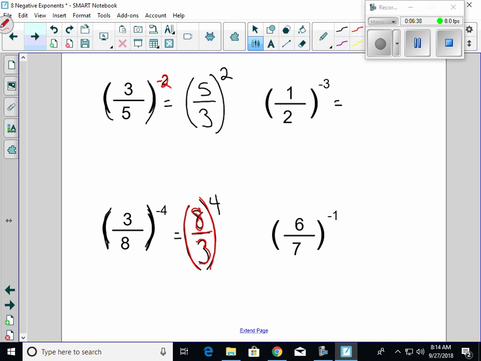Okay, I have a negative exponent here. That tells me I need to flip or take the reciprocal of that fraction. So instead of 1 over 2, I'm going to have 2 over 1. And instead of a negative 3, that should be a positive 3. Okay, try that last one.